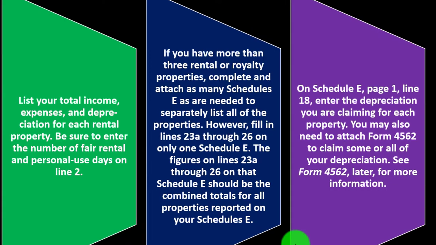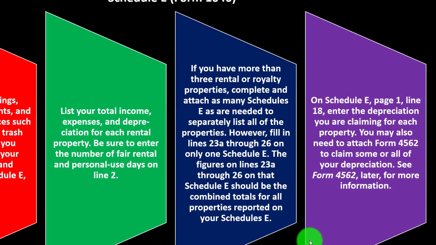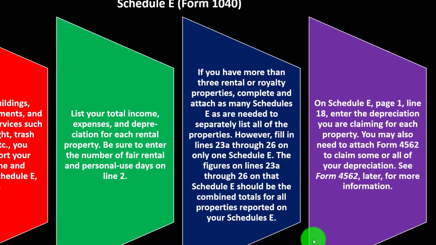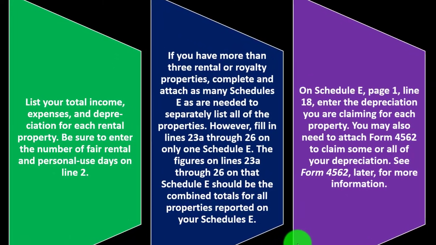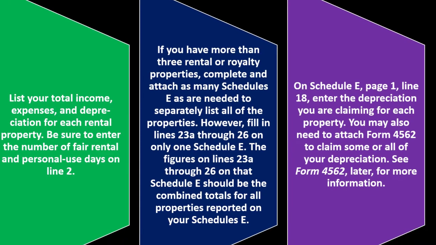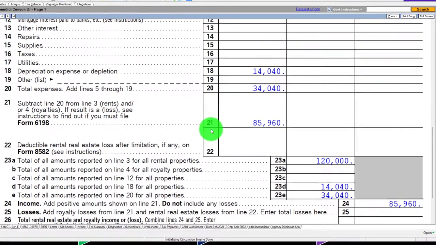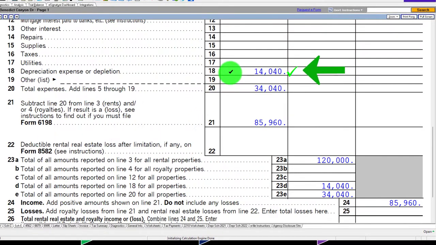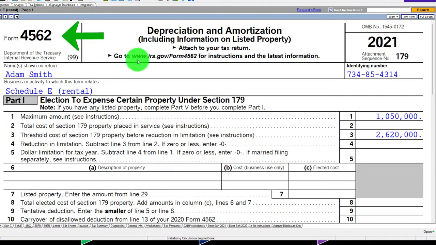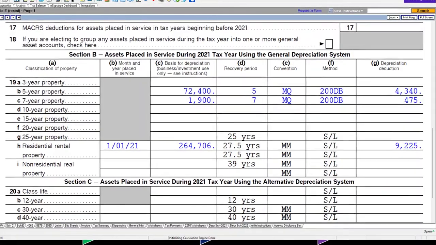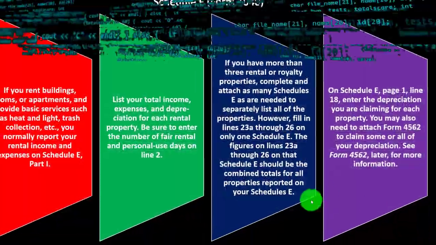On Schedule E, page 1, line 18, enter the depreciation you are claiming for each property. You may also need to attach Form 4562 to claim some or all of your depreciation. See Form 4562 later. So we're looking at the depreciation line here. Depreciation, boom, Form 4562, depreciation and amortization, may be necessary for the added detail related to it. And you can put that together in accordance, and tax software, of course, helps us with that.